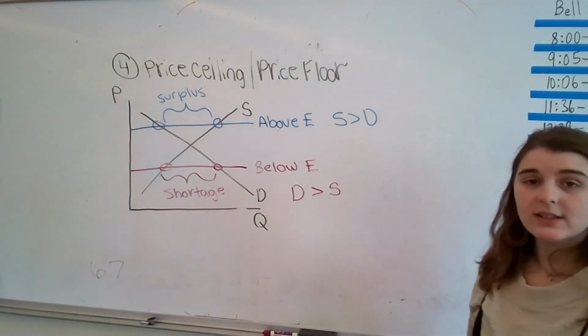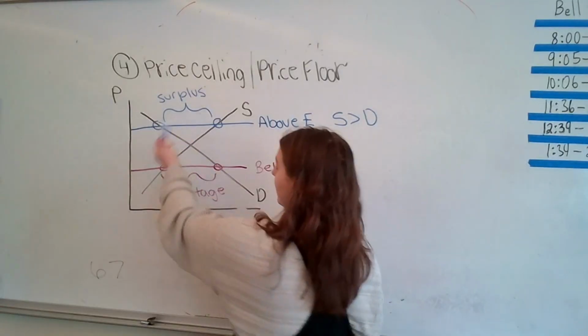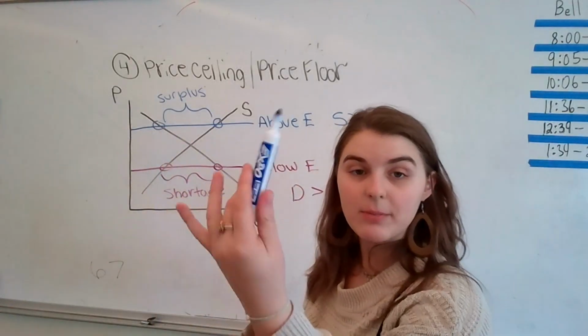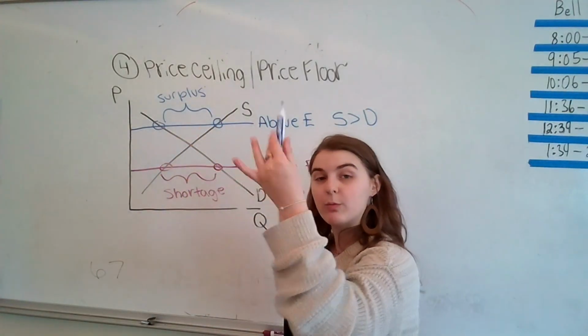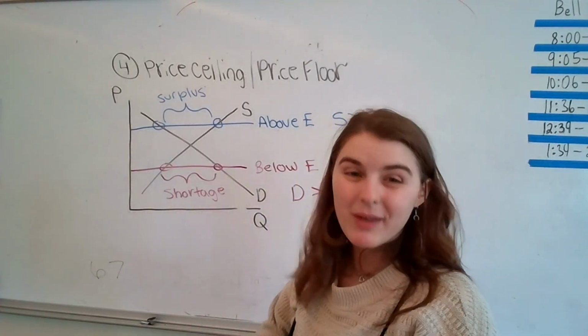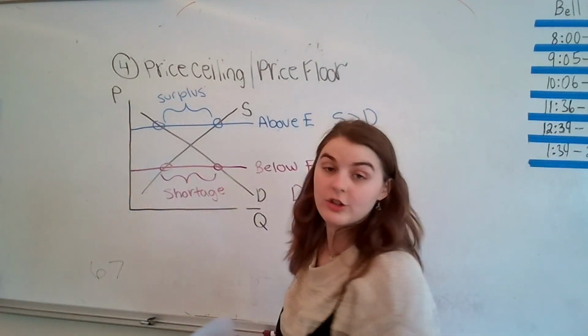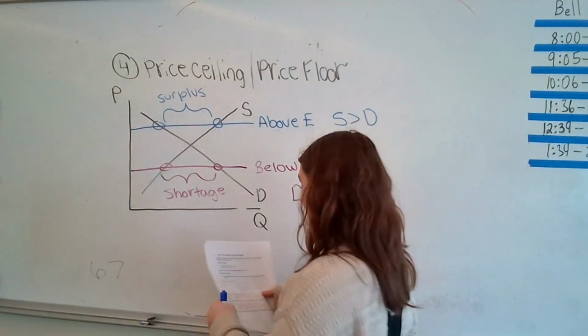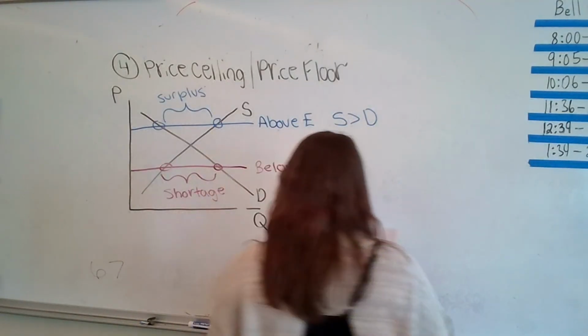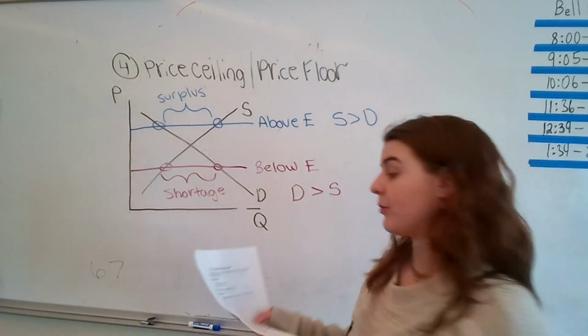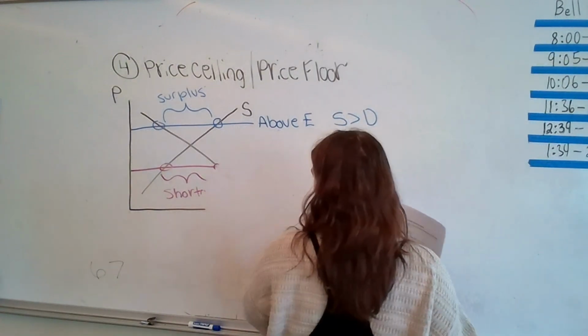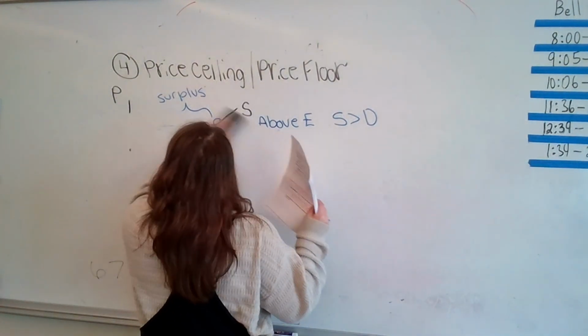What this means is that we have too much of that good, right? Supply is exceeding demand. We have too much supply. We've produced too much. And we don't have the demand or the consumers to want to consume said good. So in our example 4, we're talking price ceiling or price floor.